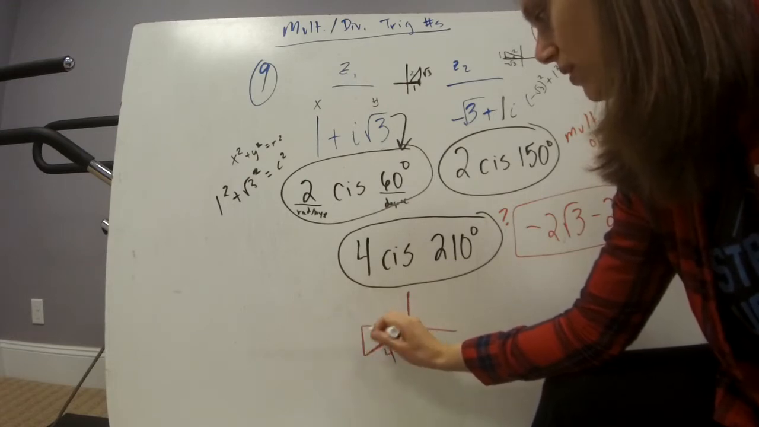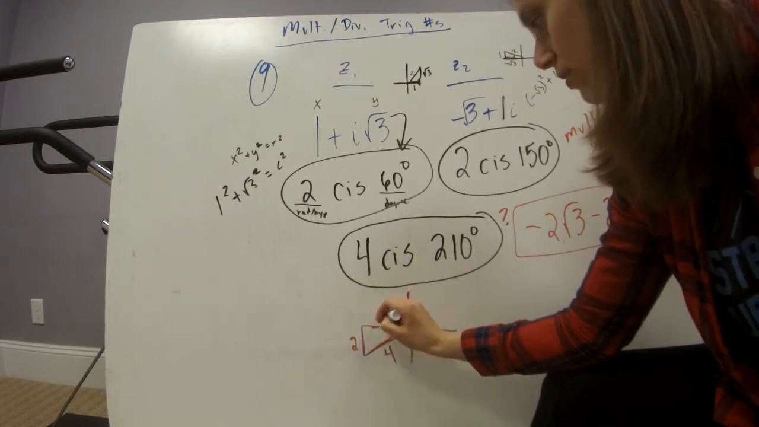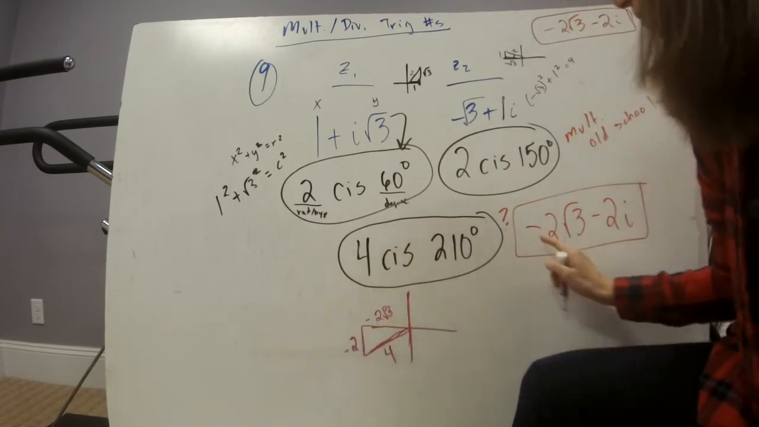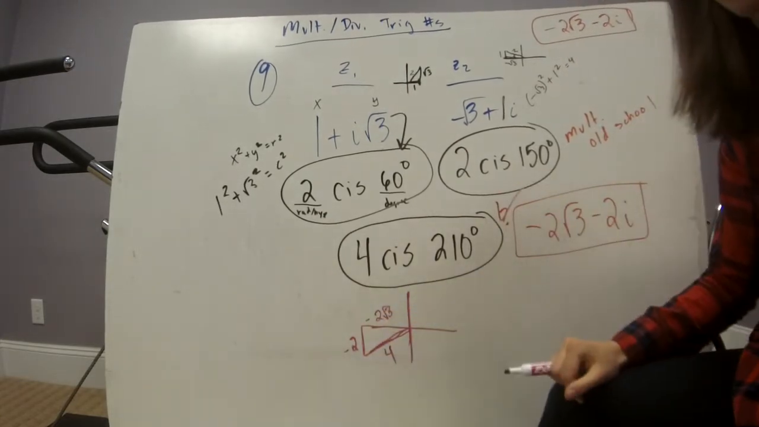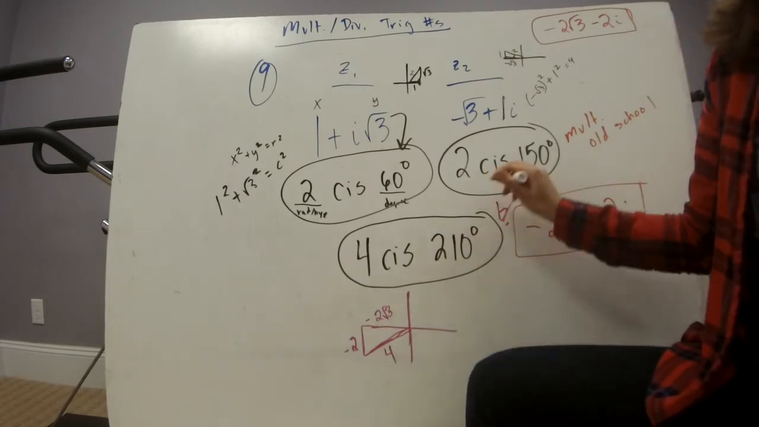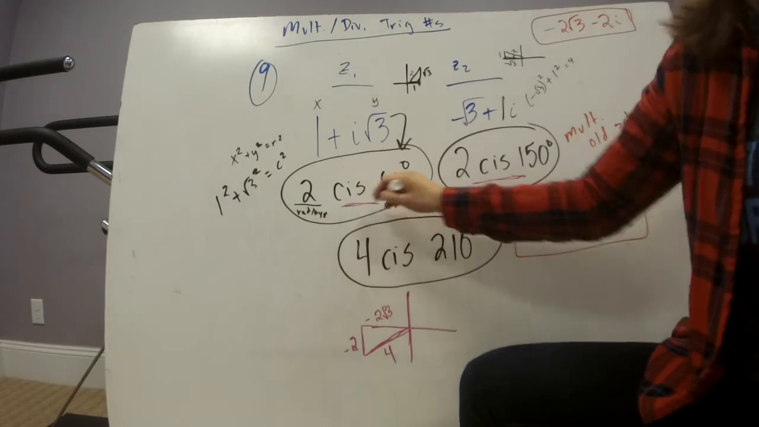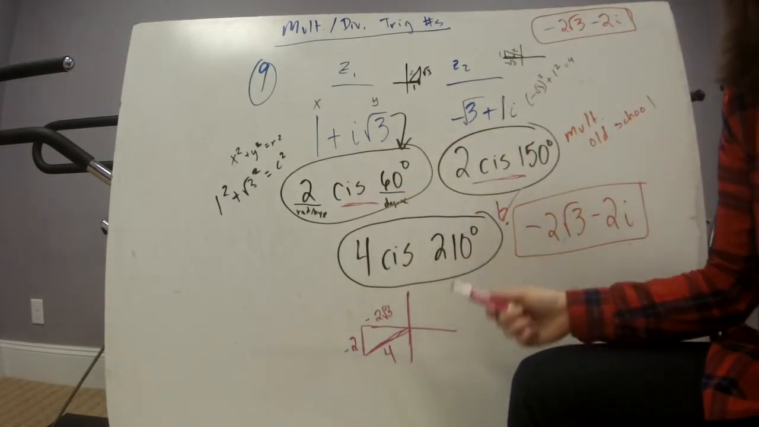Well, 210, this is half, right? So this is 2, and this is 2 root 3. But it just so happens they're both negative, so it'd be negative 2 root 3 minus 2i. Boom, they are the same, check mark, right? So that's what this section is all about. It's really basically to show you that multiplying these is so much easier than FOILing these and doing this, which is why things are so nice when they're in trig form.